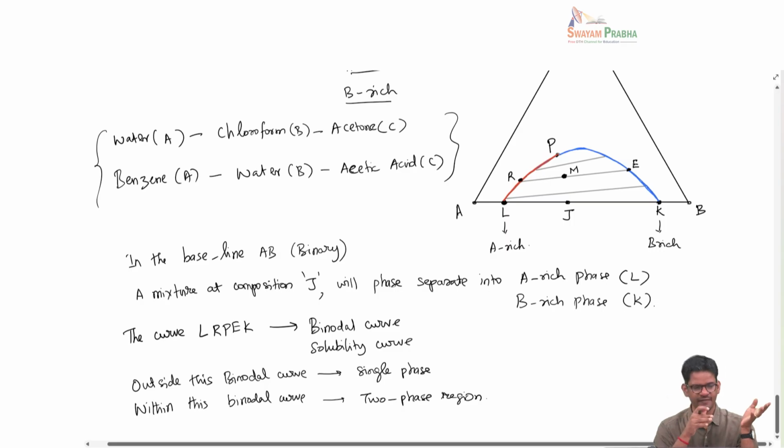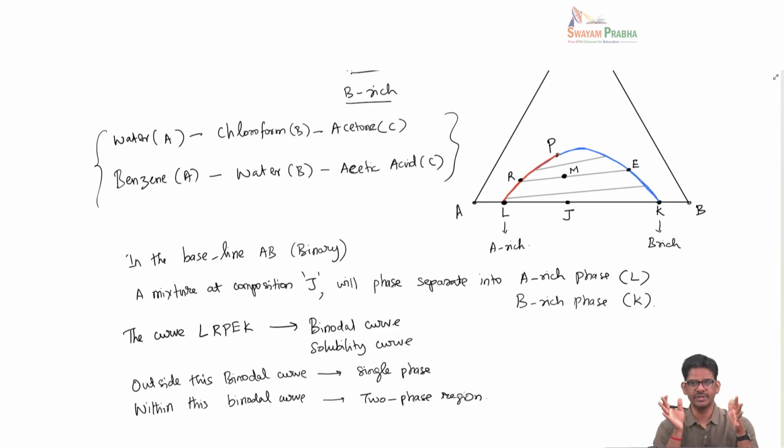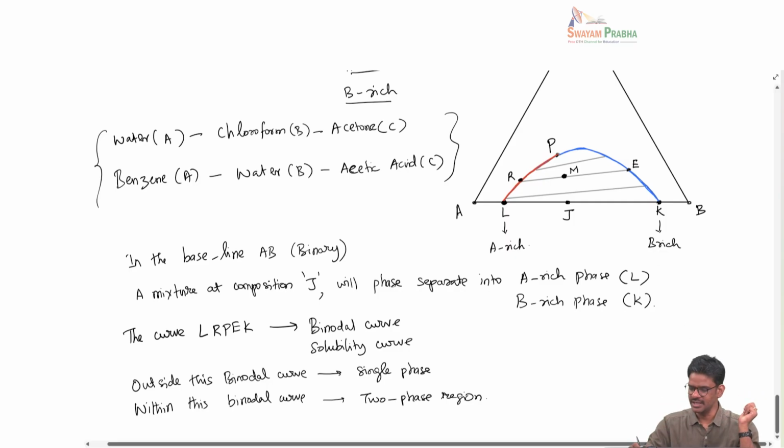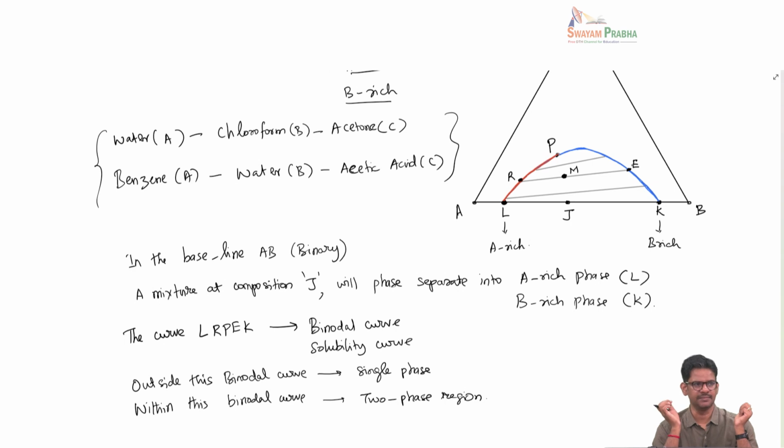In both R phase and E phase, all three components are existing. A, B, C, all of them are existing, but we are only saying that the amount of A present in R is more than the other two components. Similarly, at point E, the amount of B is rich compared to the other two components A and C.